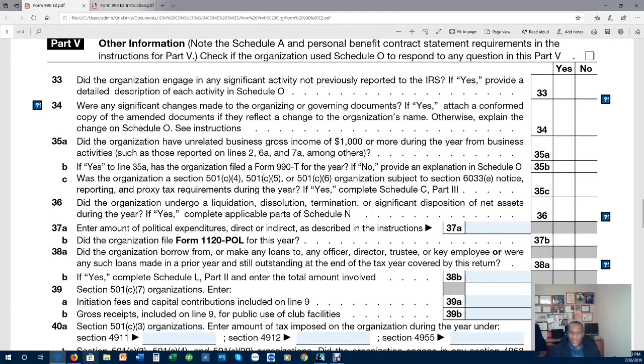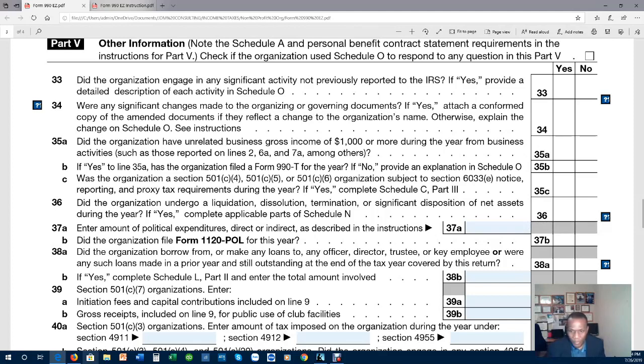Enter the amount, 37A, enter the amount of political expenditure, direct or indirect, as described in the instruction on line 37A. 37B, did the organization file Form 1120-POL for this year? Okay, you will enter this information here, yes or no.